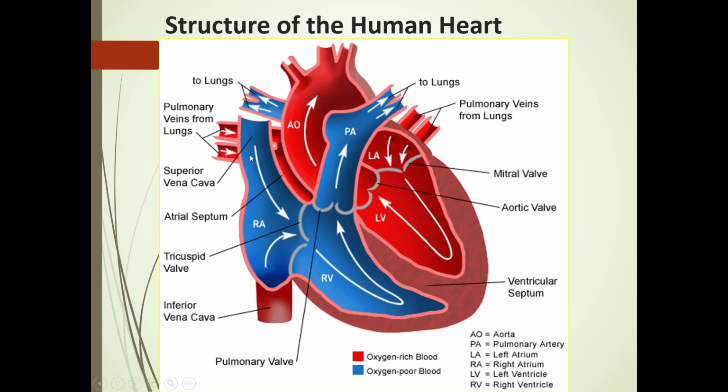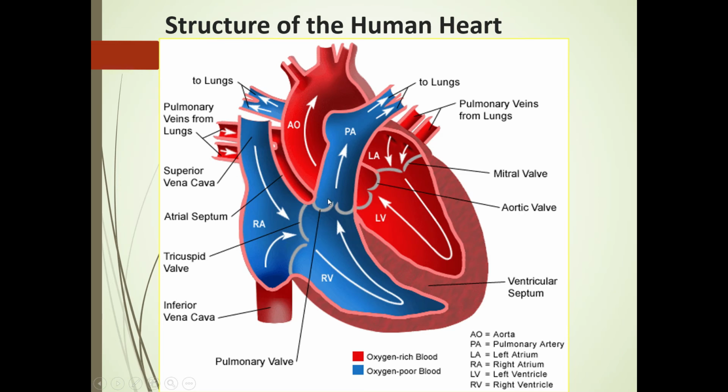So this one is the right atrium. I already explained that one. This is called the vena cava, and there's a valve here. Remember, the valve prevents the blood from flowing back. So this is the valve. This is the tricuspid valve.